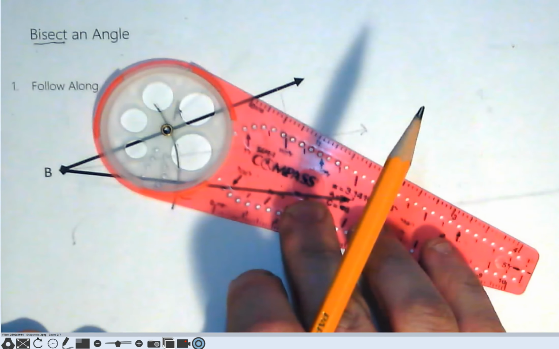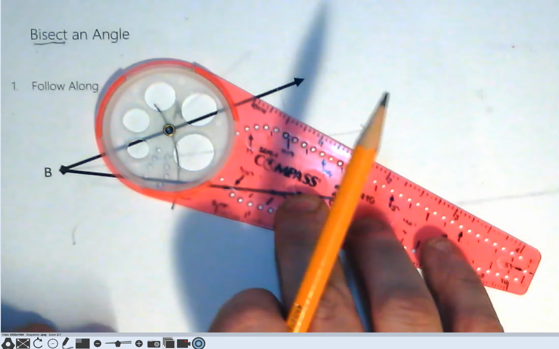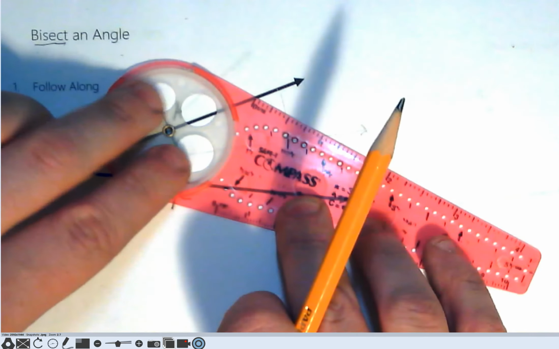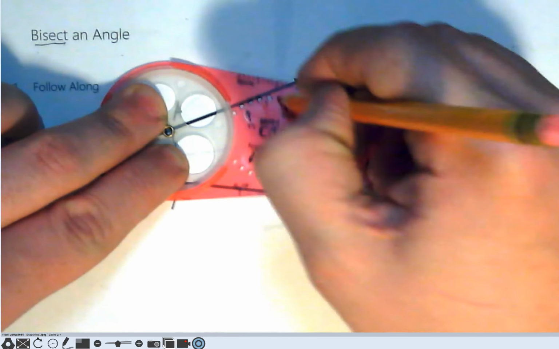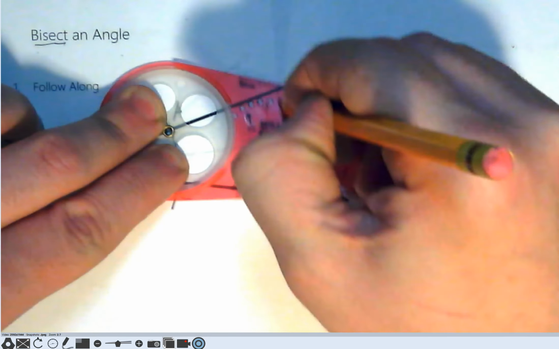So we're going to go to point A here. You put your compass center on point A, make sure it's centered right on there. And then we're just going to pick a hole to draw an arc inside the angle. So draw an arc like that.